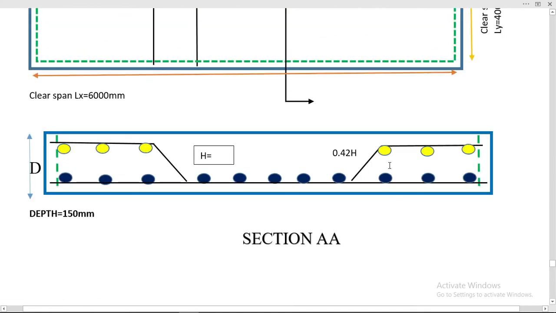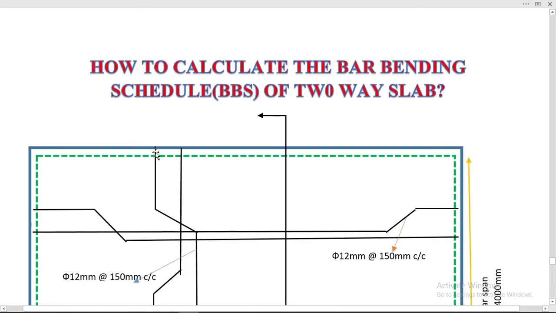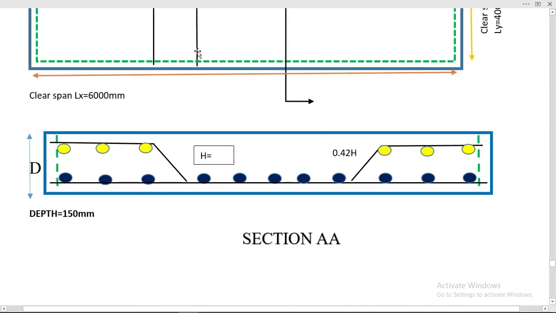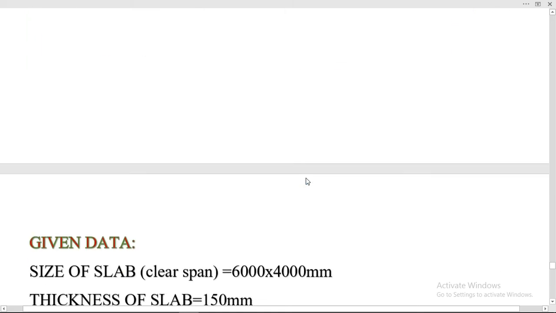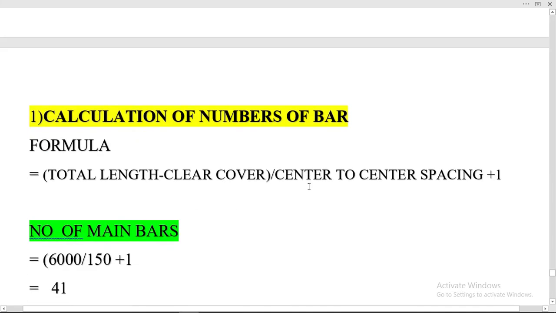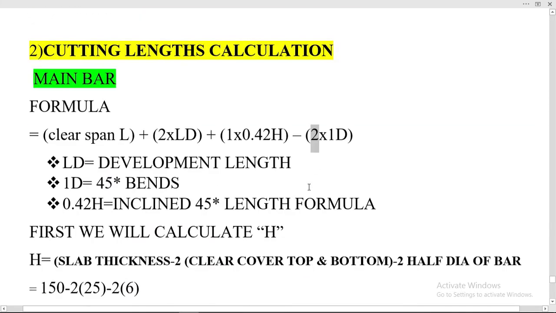In the section you can see this is the bend length provided in the one main bar. You can see this is the only one bend, other side is straight. So here this bend length formula is 0.42 H, and here height value put in it to calculate this bend length.